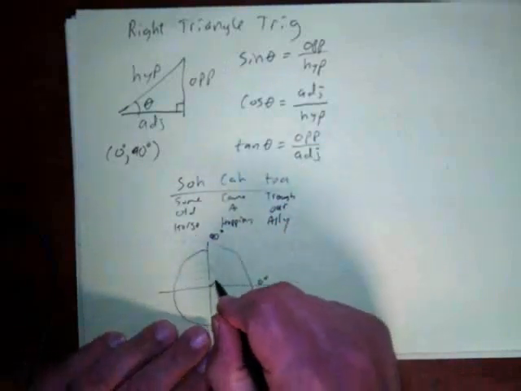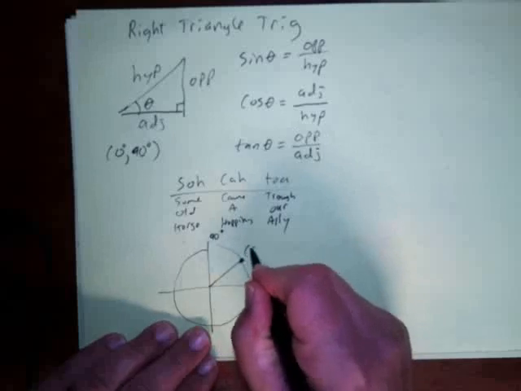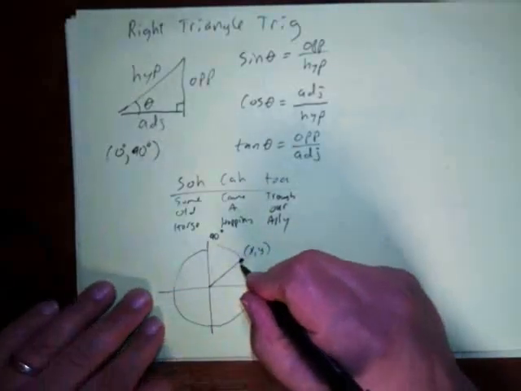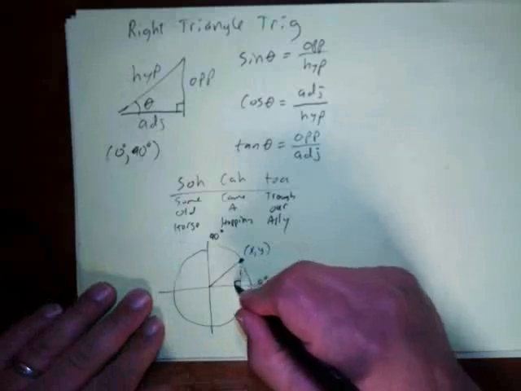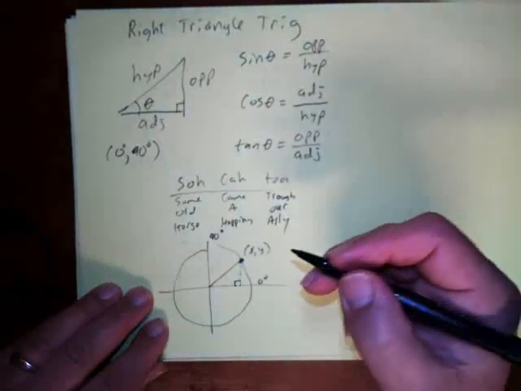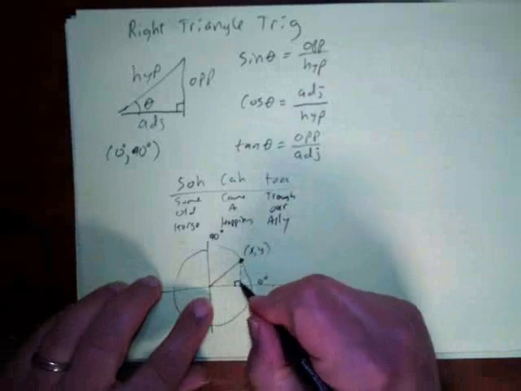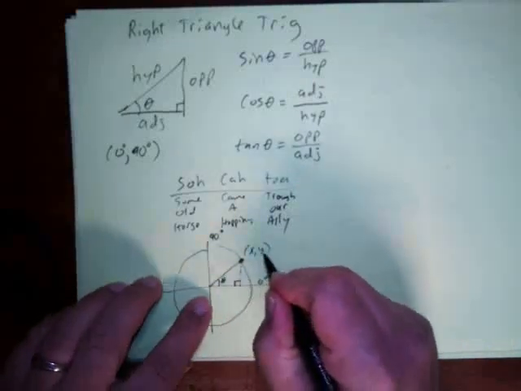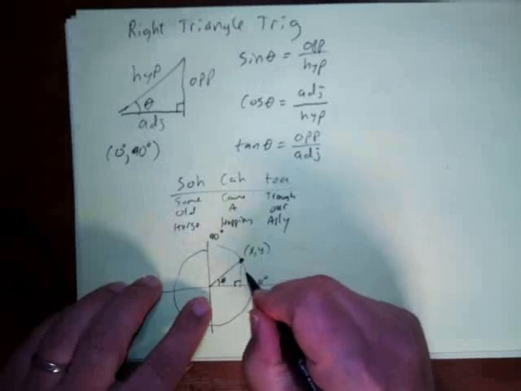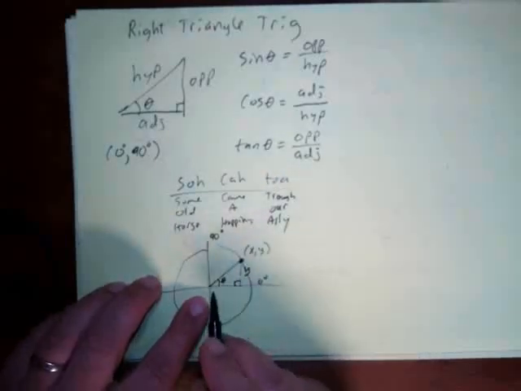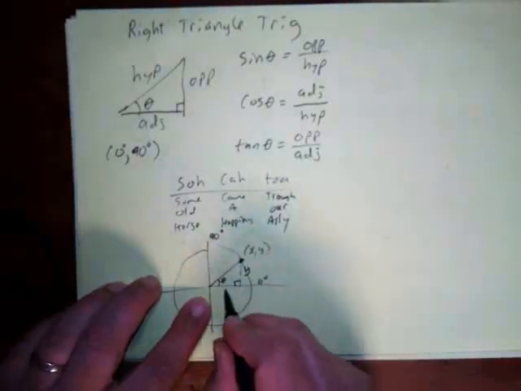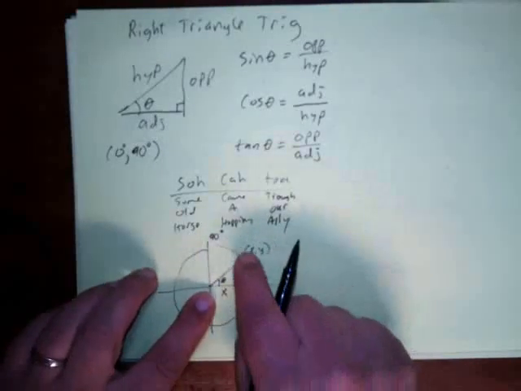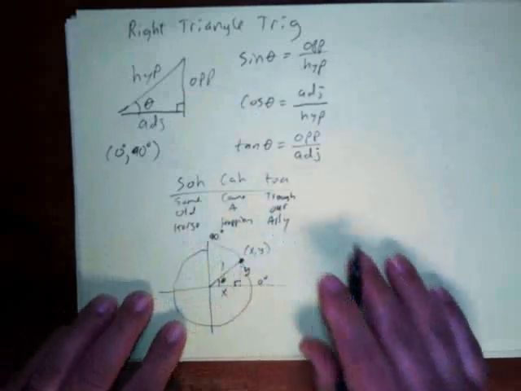So notice, if you get a point here in the first quadrant, (x, y), then I could drop this down and I get a right triangle. And this is my theta. The opposite side is the y coordinate, the height of that. This adjacent side is the x coordinate. And then the radius on the unit circle is just 1.